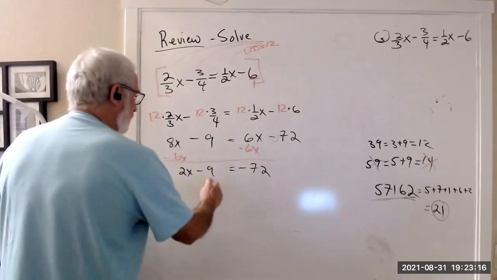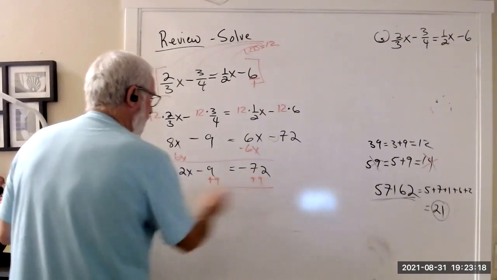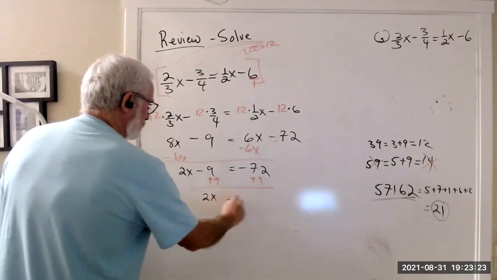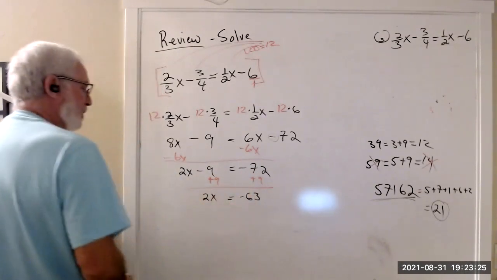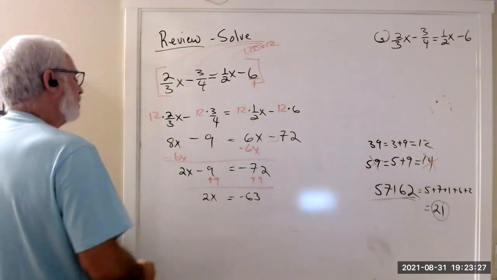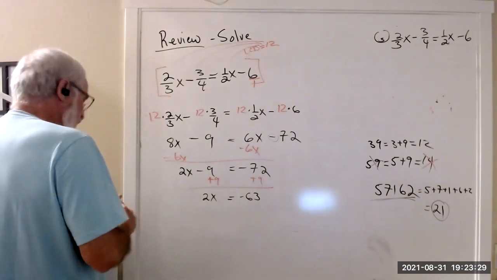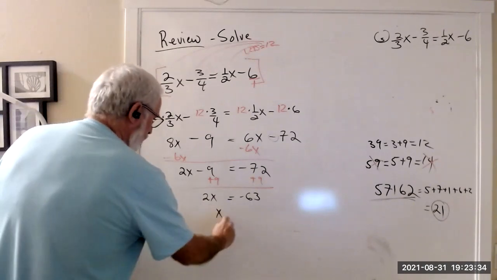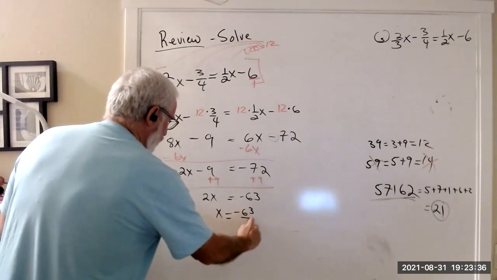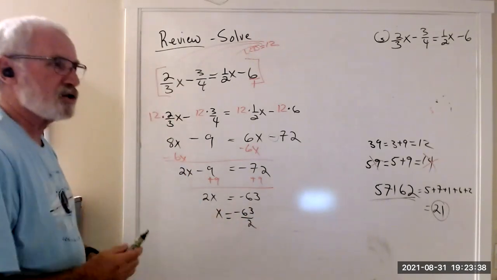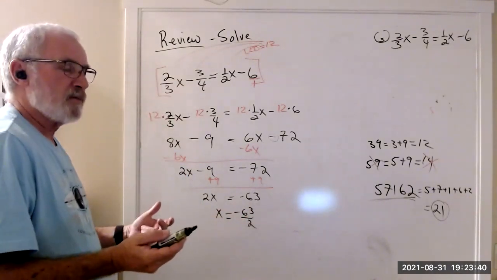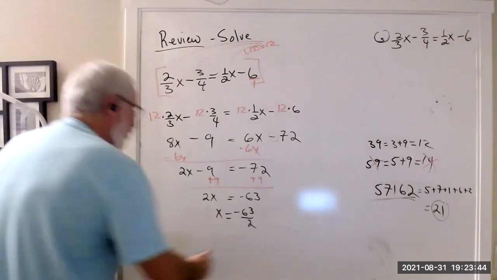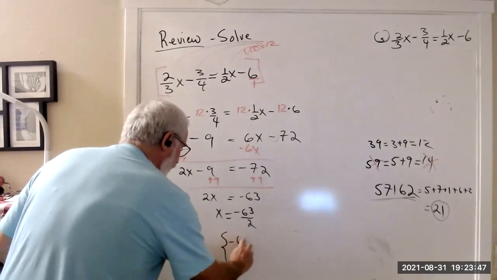Okay, add 9 to both sides. So we get 2x equals negative 63. I think that's right. Yeah, 63. And then divide by 2. X equals negative 63 over 2. The question is do you want to call that a decimal? Do you want to call that 31 and a half? Or do you just want to leave it as negative 63 over 2?